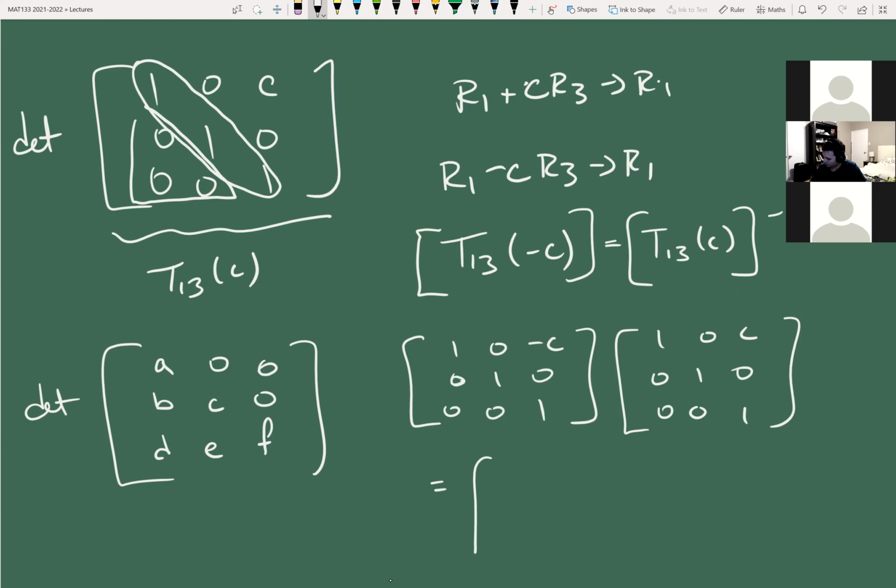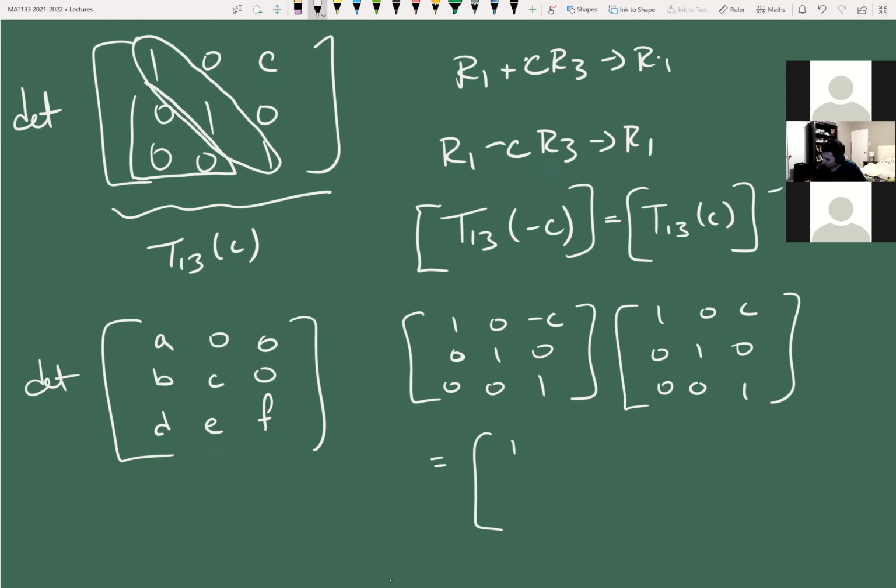And if I multiply these two matrices, what am I going to get? So I'm going to get 1, 0, 0, 0, 1, 0. Okay, my zeros are really sloppy here. And then C minus C, 0, 1. And yep, that is the identity matrix.